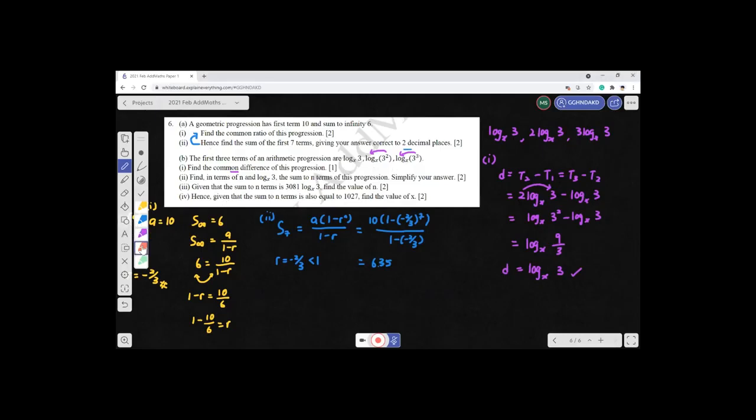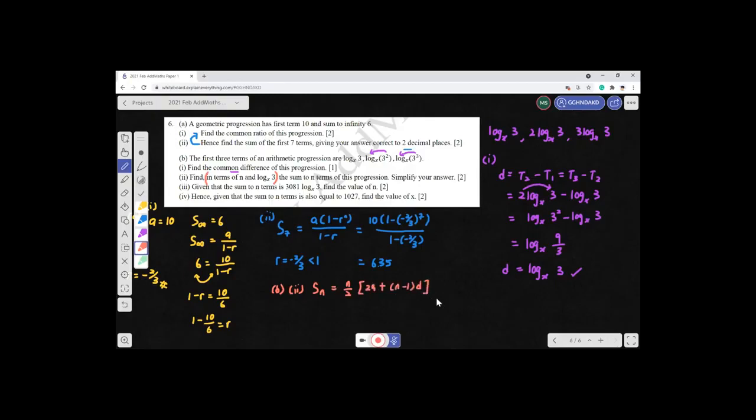So for number 2, maybe I do the B2 here, because there is not enough space. Find in terms of n and log x3. Your answer must be in terms of this. You cannot use a calculator. Sum of n terms of this progression. What is the formula? n over 2, 2a plus n minus 1 d.